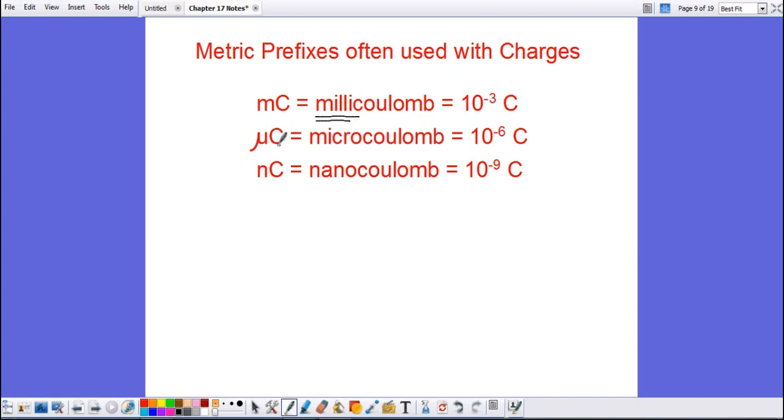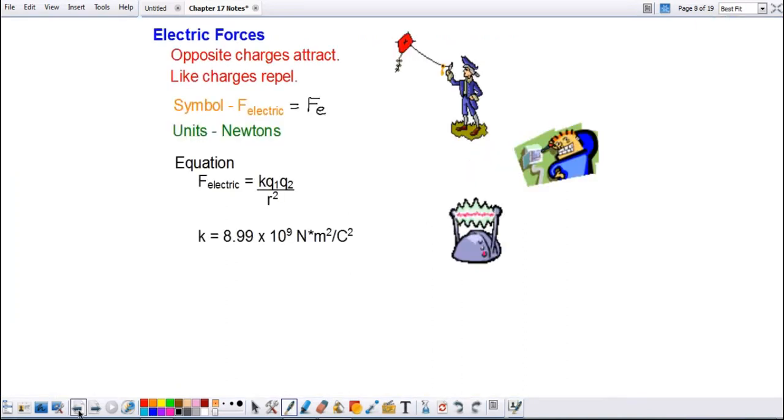Then the other one that we'll need to know is a microcoulomb. A microcoulomb is 10 to the negative sixth, and then the last one that we're going to know is nanocoulomb, and that's 10 to the negative ninth. You should be familiar with millicoulombs, so that one shouldn't be too hard to memorize. And if you look at this, nano is to the negative ninth, so nano 9, and then just remember micro is the one that's in between the two at negative 6. Okay, so we want to use newtons, which means we need to be in coulombs, so we need to know some metric prefixes, because oftentimes the problems will have them listed in milli, micro, or nano.